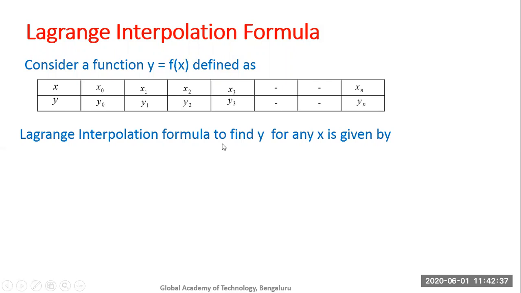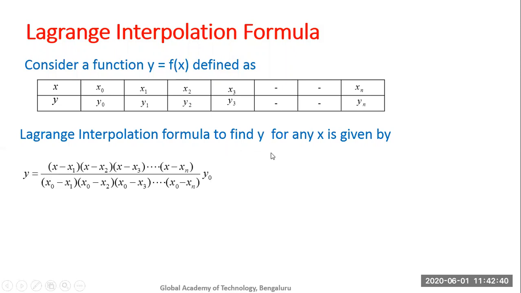The formula to find y for any x is given by: y is equal to, the first term, in the numerator I have x minus x1, x minus x2, x minus x3, up to x minus xn. Here x1, x2 up to xn are from the given data. Denominator is x0 minus x1, x0 minus x2, up to x0 minus xn. In the numerator, just replace x by x0 and you get the terms of the denominator, multiplied by y0, the first value. So this is the first term of the Lagrange formula.